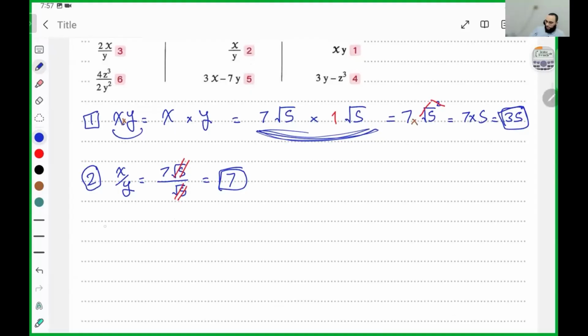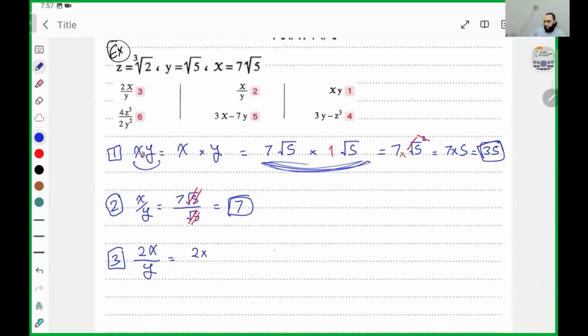Nadine. Something like 2x over y. 2 times x. What's the x? 7 root 5 over y, over root 5. You know, root 5 up and root 5 down, you can delete each other. Root 5 over root 5 is 1. Then you can delete them from the question. Okay? Then what's the remaining? 2 by 7, 14.